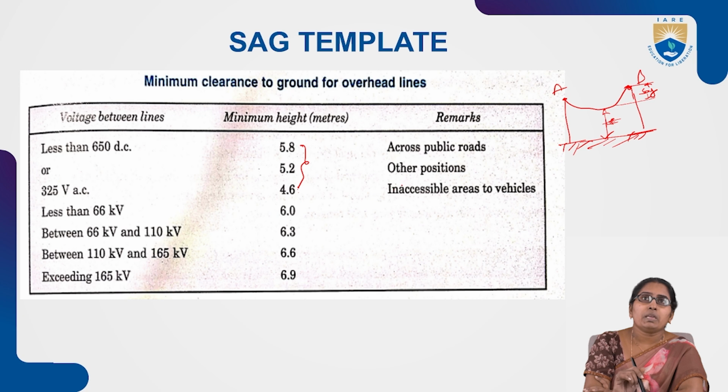Remarks are across public roads, other positions, inaccessible areas to vehicles. So these minimum clearance values are given, where they mentioned across public roads, other positions, and areas inaccessible to vehicles. Where vehicles are inaccessible, vehicles are not allowed. So these are the specific remarks.